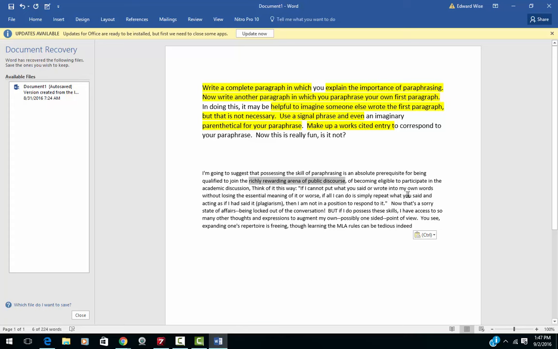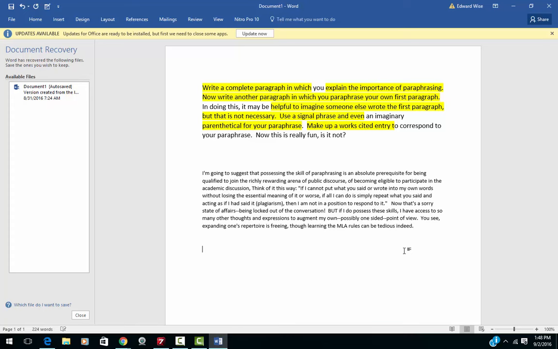And this is the downside of that. If I can't put what you said or wrote into my own words, or what someone did, all I can do is simply repeat it, like repeating the last thing you just heard. Isn't that silly? But I'm in no position to respond to it if I didn't really get it, if I didn't really understand it. Okay. Somebody left out a period there. I don't know what happened.